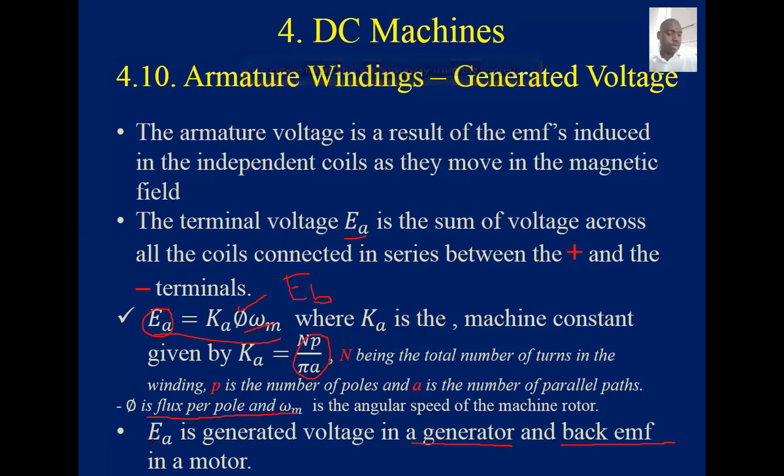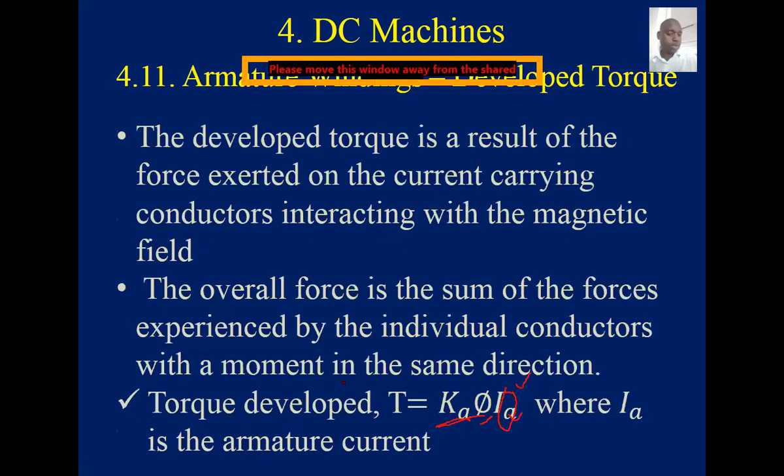But then the generated EMF EA will be the terminal voltage or the generated voltage in the generator, or the back EMF in the motor. So those are the two ways in which we still look at the same generated EMF.